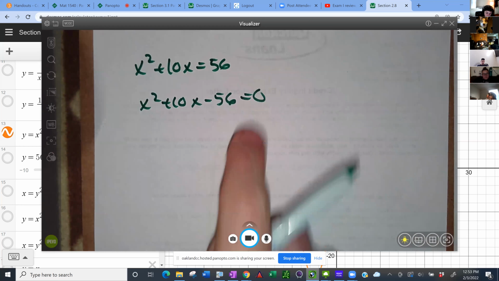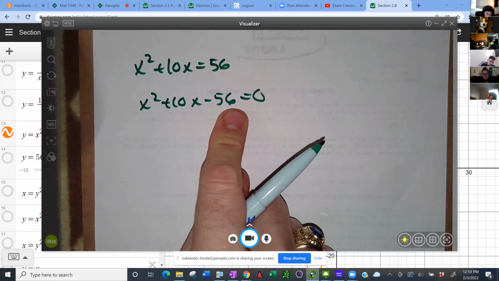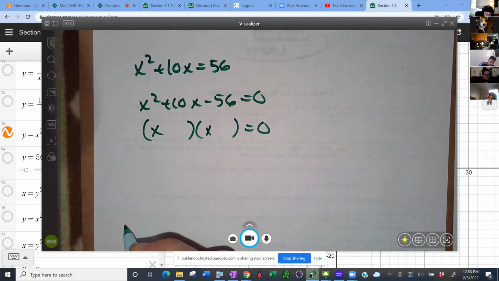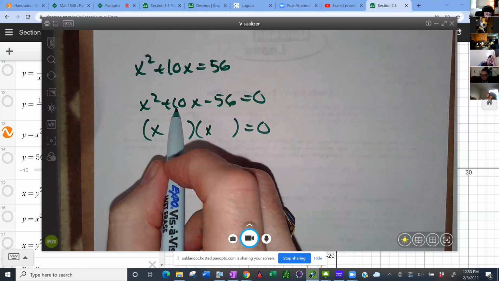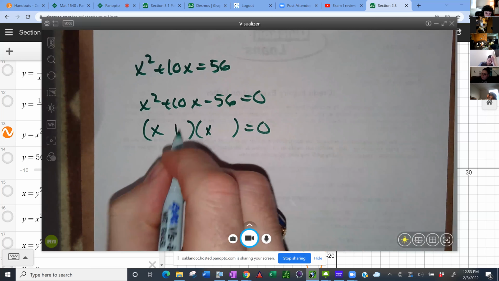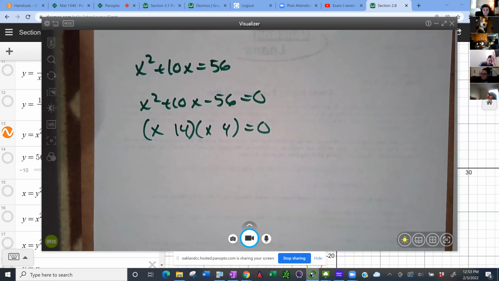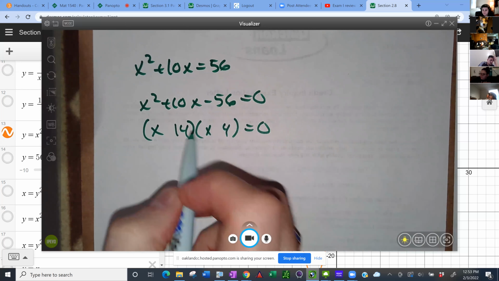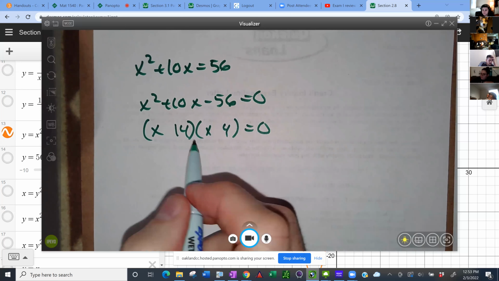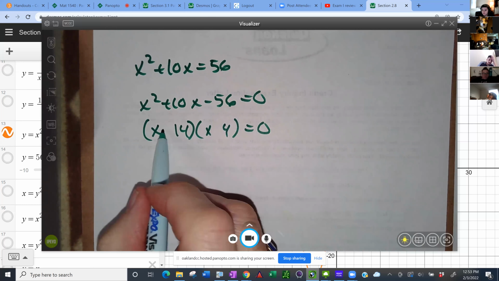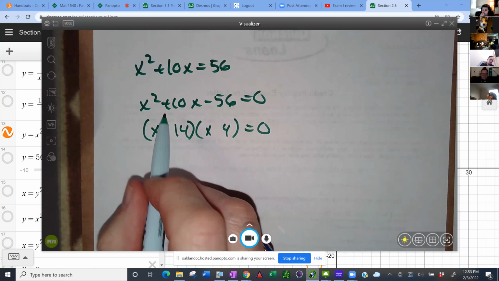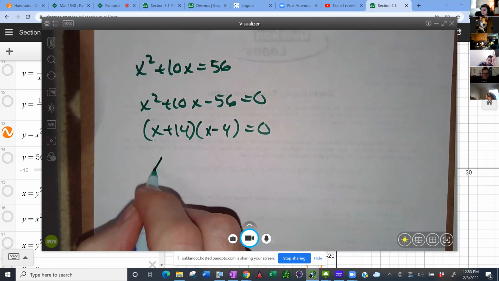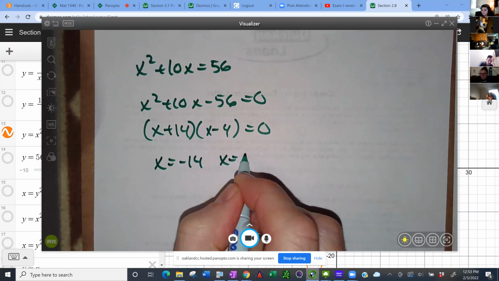You could pull out the big guns with the quadratic formula. I wouldn't recommend it. I'd recommend you factor it. So we need two things that multiply to negative 56 and add to positive 10. Let me throw out 14 and 4. One has to be negative and one positive, so that when I multiply, I get a negative number. The larger of these two has to have what sign? Minus, the same as that one. That gives me two solutions, negative 14 and positive 4.